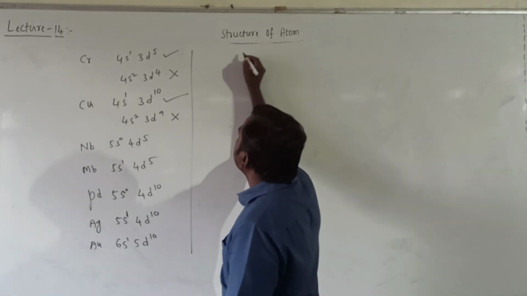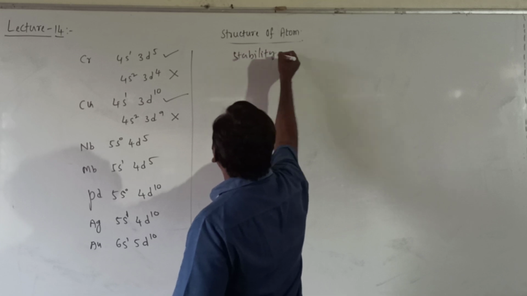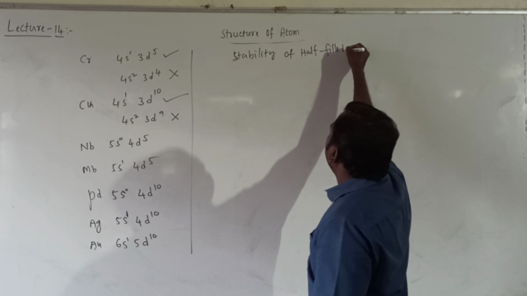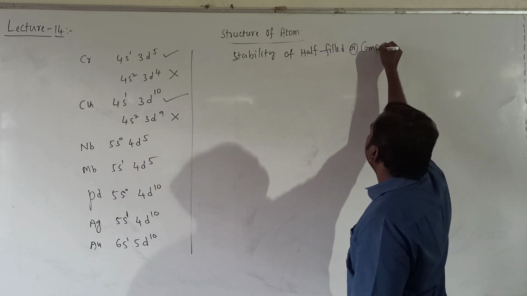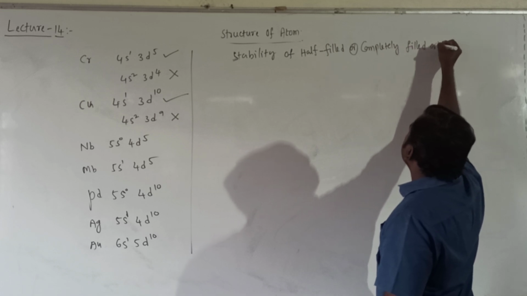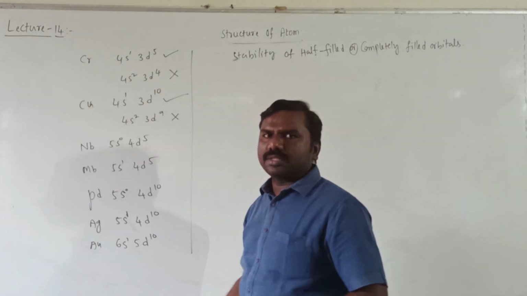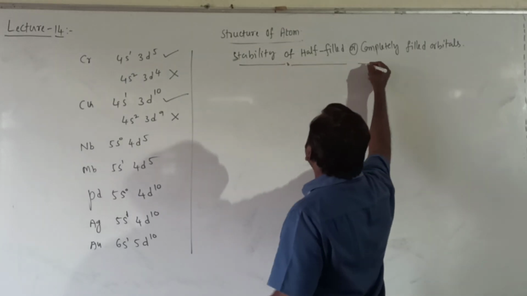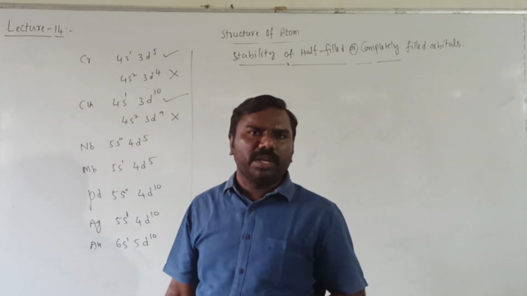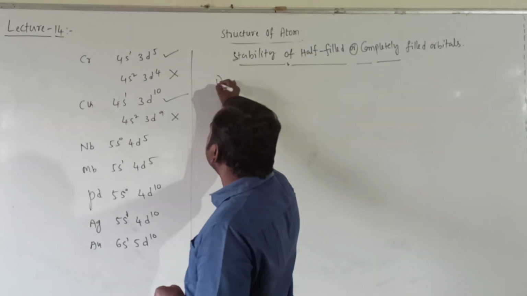Next one, stability of half filled or completely filled orbitals. Why are half filled and completely filled orbitals more stable when compared with other configurations? There are two reasons. One is symmetrical distribution of electrons.